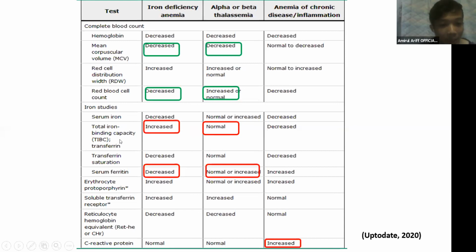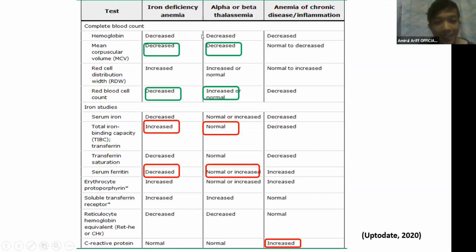In iron study, we look at the total iron binding capacity. This is like the availability of transferrin. Transferrin is the transporter for iron. So in iron deficiency anemia, due to lack of iron, there can be more transferrin available in the blood. In thalassemia, it is normal. Serum ferritin as well, we can look at that to differentiate, where serum ferritin is the iron storage. In iron deficiency anemia, it is decreased. In thalassemia, it can be normal or increased, especially increased in thalassemia with blood transfusion. That is one of the ways to differentiate between the causes of microcytic anemia.